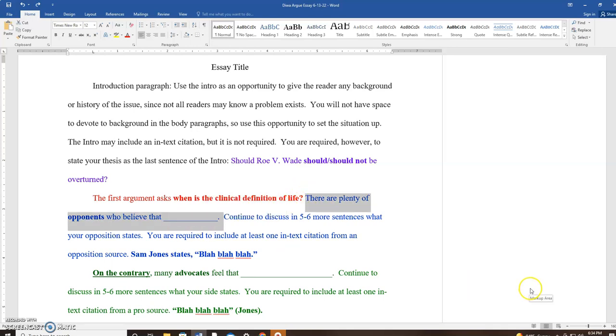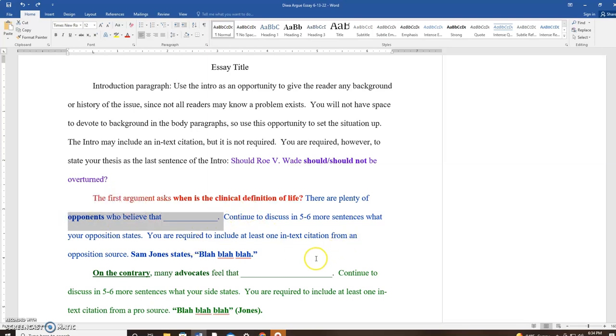The very next sentence, you introduce your opponents, your opposition. You have to have a sentence like this. Example, the first argument asks, when is the clinical definition of life? There are many opponents of abortion who believe that life begins at conception. Whatever. But you need this word here to indicate you are talking about your opposition. Then after that, continue to discuss this issue, their side of the issue.